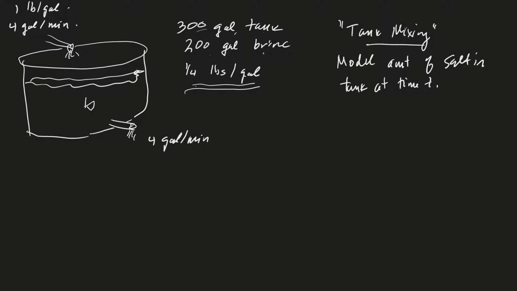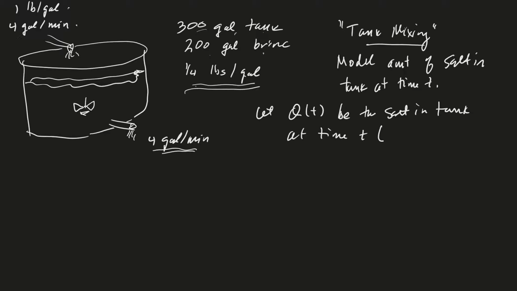We're going to assume that there's a little mixer here at the bottom. So this is a well mixed solution, and it's being poured out at a rate of 4 gallons per minute. Okay, so how should we start? Well, the first thing we want to do is label our notation. So let Q of t be the thing we're modeling, and that is the amount of salt. So Q of t is the salt in the tank at time t. And let's check our units. That is in pounds, and time is in minutes.